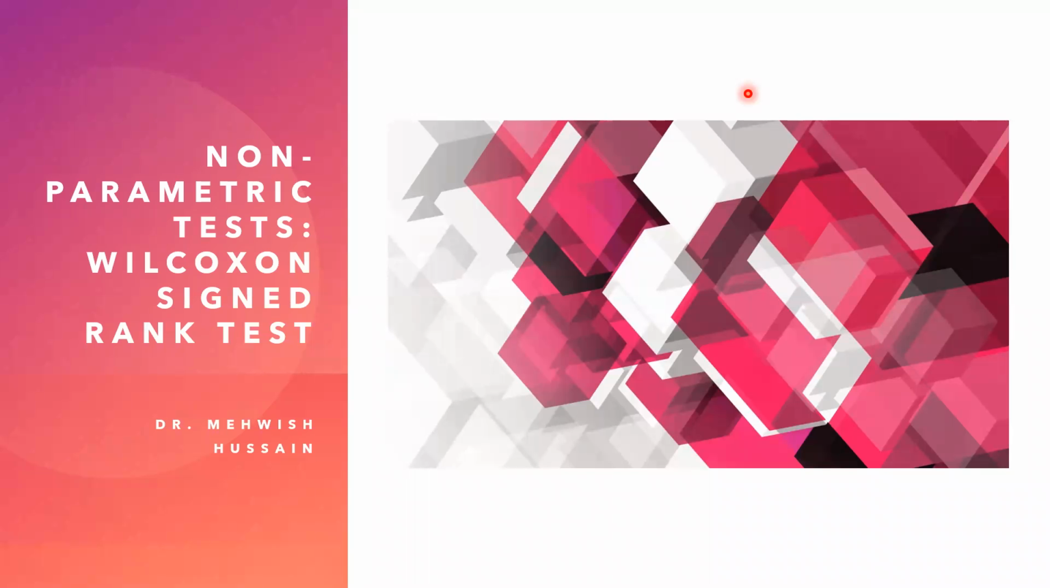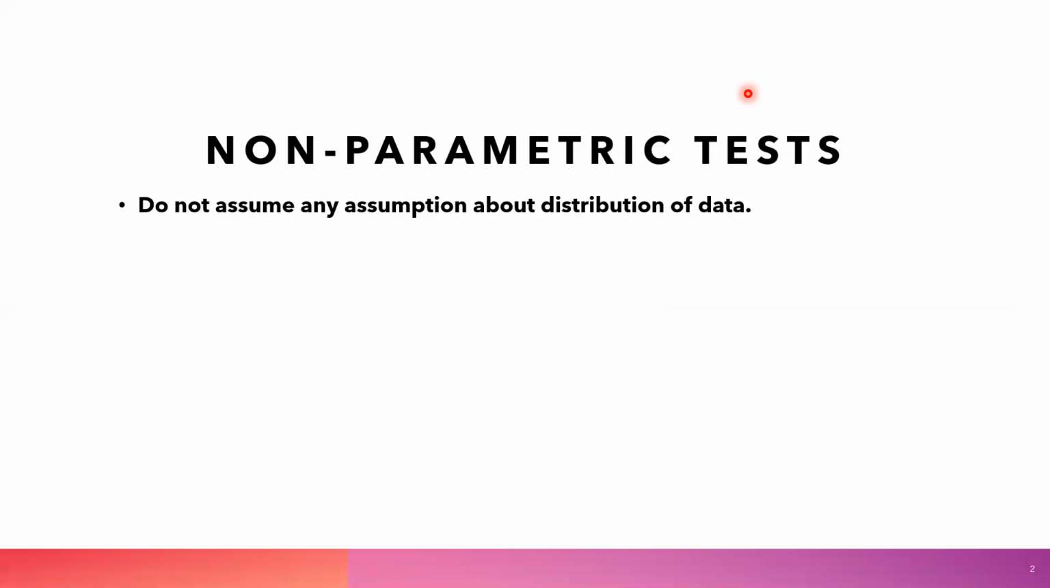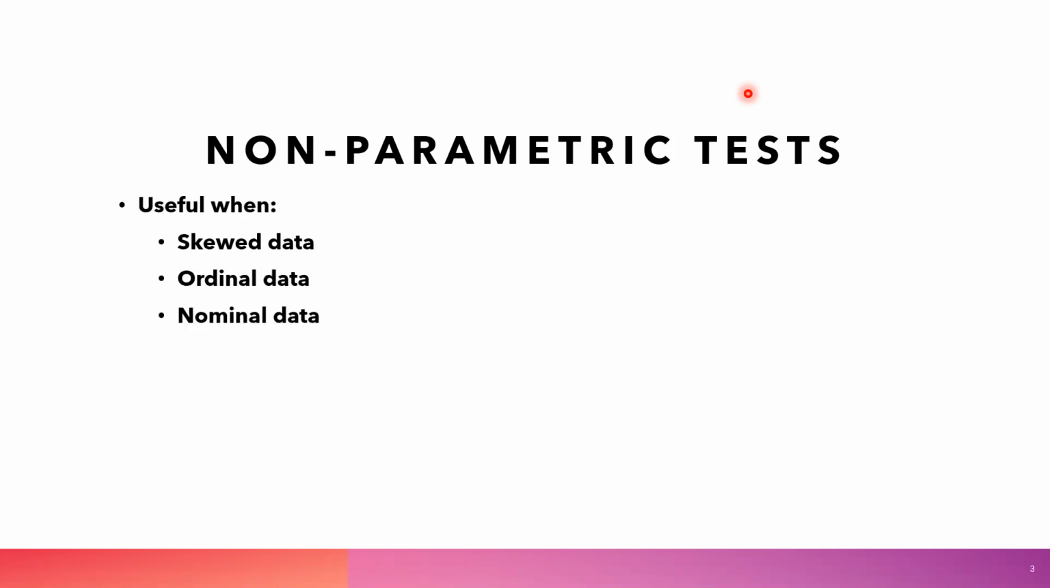In this video, we are going to discuss the scenario of the non-parametric test with the Wilcoxon signed rank test. Non-parametric tests are used when we do not make any assumption about the distribution of data, whether it is normal distribution, binomial distribution, or any other kind of distribution. So it is usually applicable to skewed data, ordinal data, and nominal data also. In our scenario, we are discussing either skewed data or ordinal data.